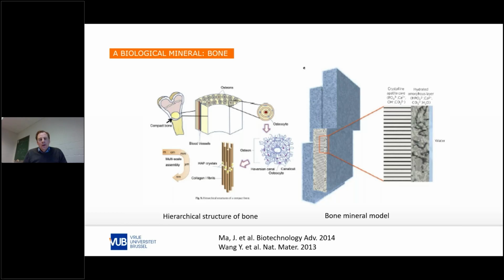As you see, it is a hierarchical structure. What does that mean? It means that the structure at the nano level is different from the macro level. So there are nanoparticles which are embedded in a bioorganic environment, typically collagen polymers or triple helixes. These are then stored and folded in different other objects which are assembled at higher levels.